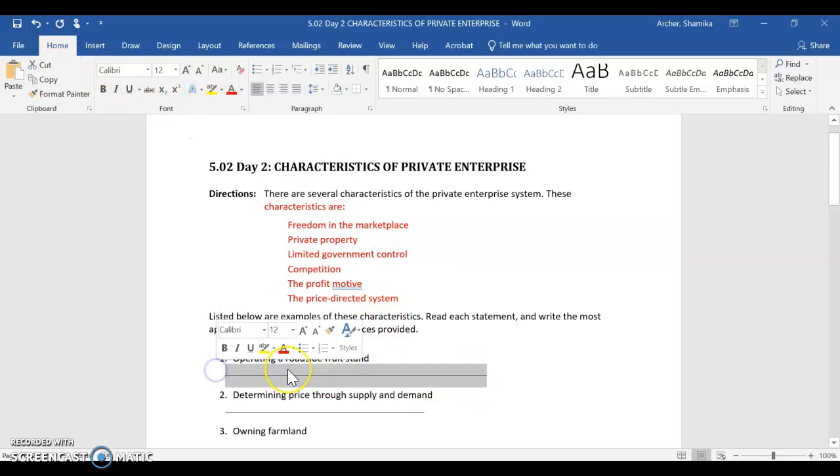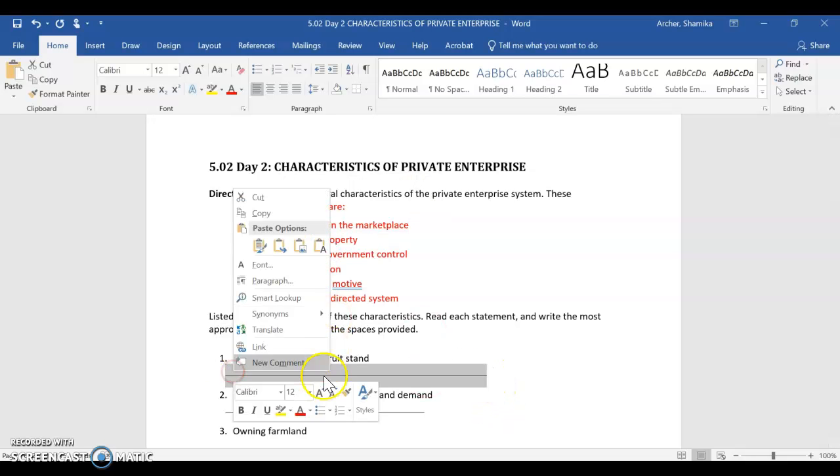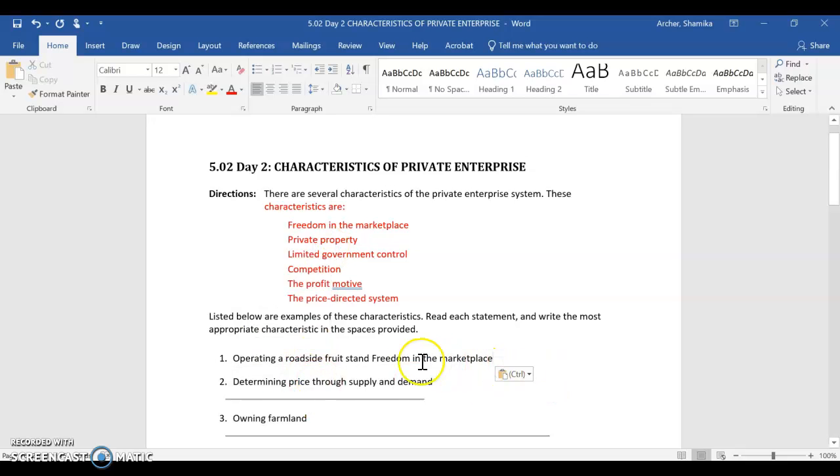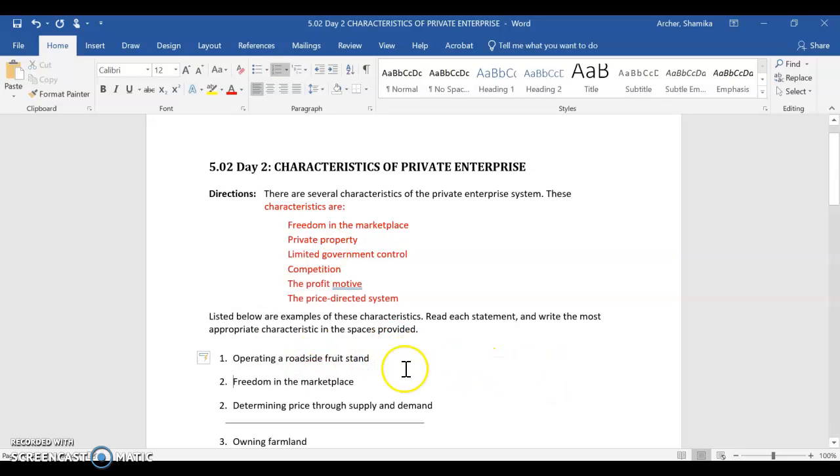And so it says it operates a roadside fruit stand. So this is going to be freedom in the marketplace and profit motive. So it's going to be two, and sometimes you're going to actually end up using two for them. Freedom in the marketplace and the profit motive.